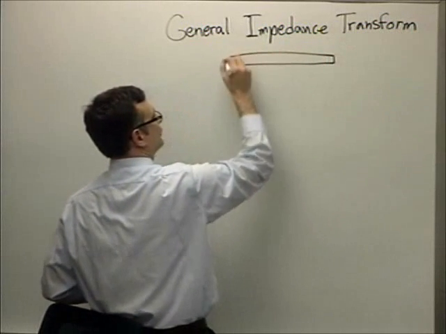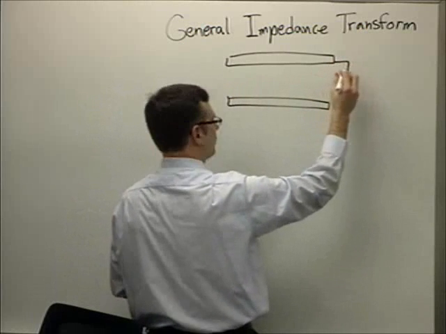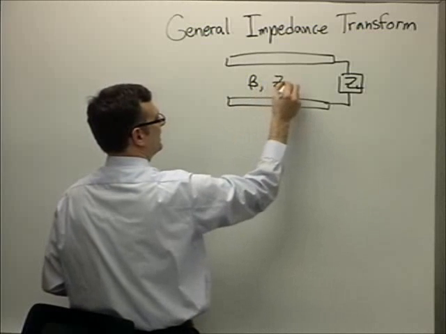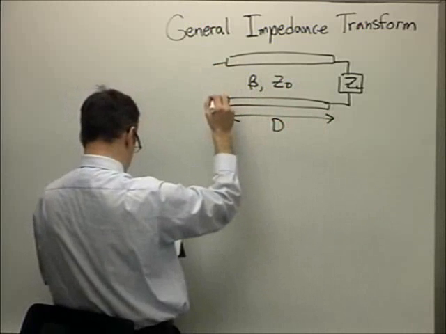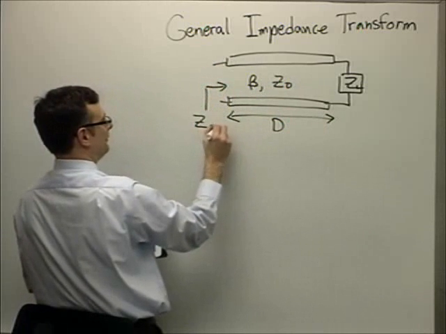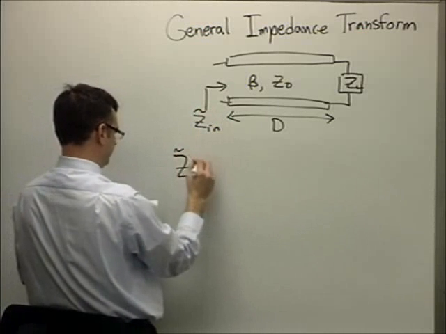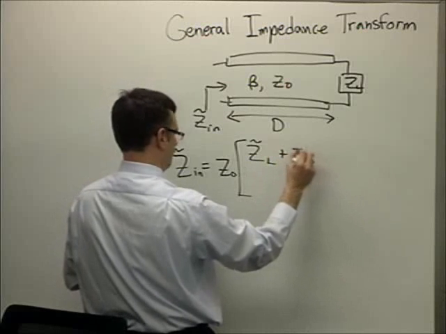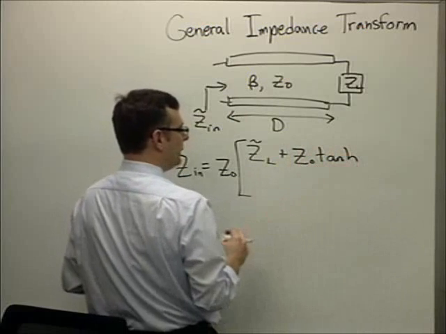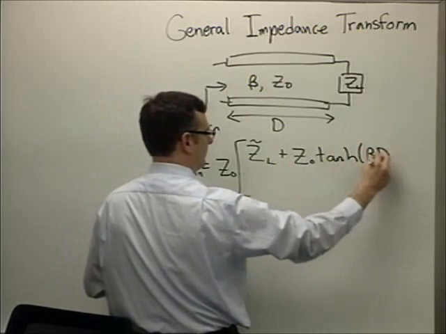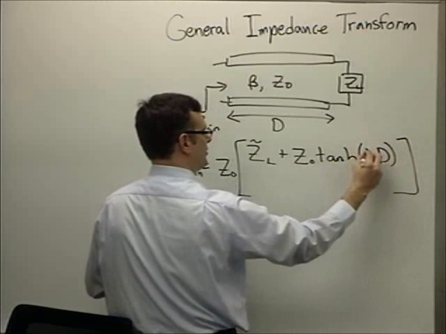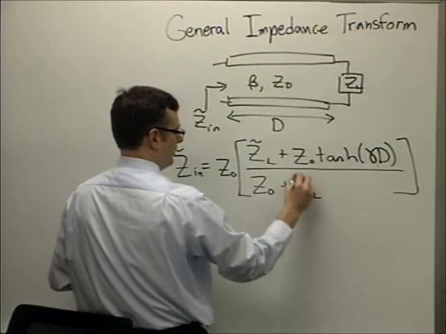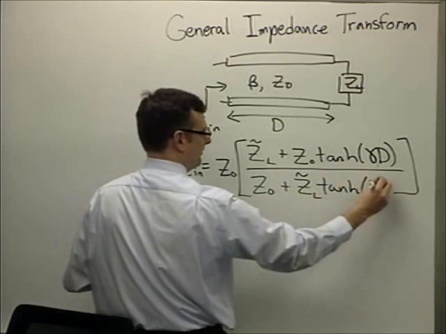And remember, this is where I've got a transmission line terminated by some Z sub L impedance. It is being operated at a wave number of beta, an intrinsic impedance of Z naught, and it has a distance d. The question is, what is the input impedance here, my Thevenin equivalent? The formula is Z in equals Z naught times Z L plus Z naught tanh of propagation constant d, over Z naught plus Z L tanh of propagation constant d.